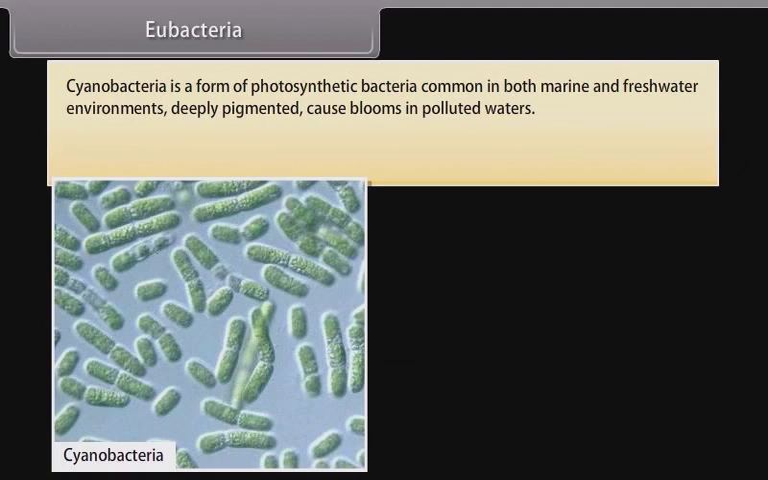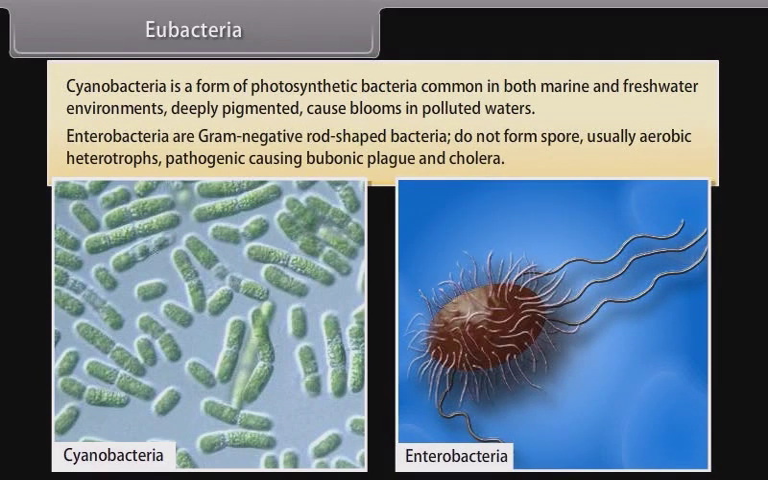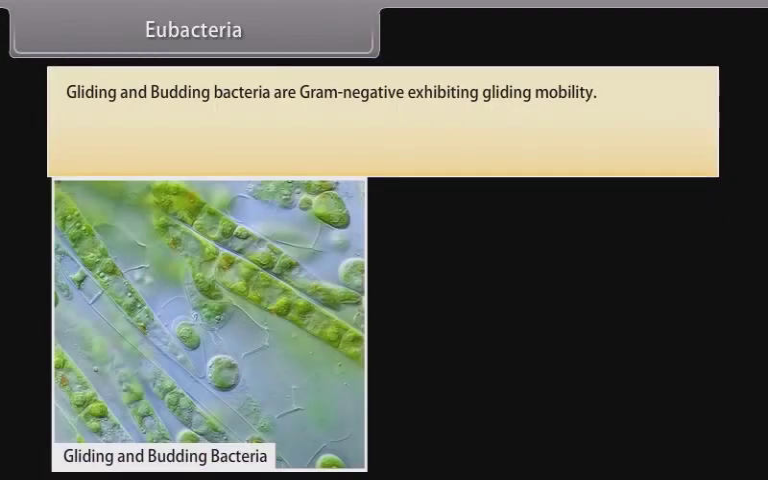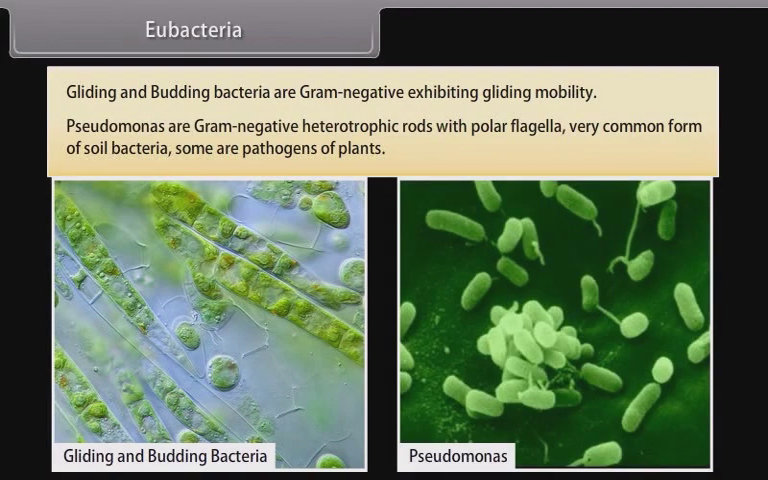Cyanobacteria are a form of photosynthetic bacteria common in both marine and freshwater environments, deeply pigmented, and cause blooms in polluted waters. Enterobacteria are gram-negative rod-shaped bacteria, do not form spores, usually aerobic heterotrophs, and are pathogenic, causing bubonic plague and cholera. Gliding and budding bacteria are gram-negative, exhibiting gliding mobility. Pseudomonas are gram-negative heterotrophic rods with polar flagella, a very common form of soil bacteria; some are pathogens of plants.